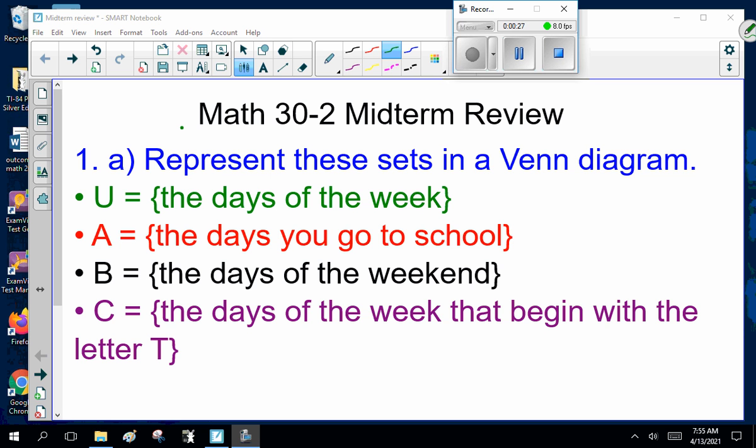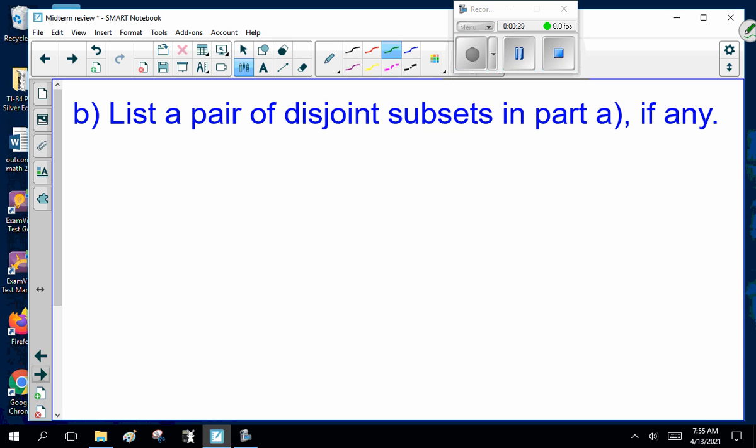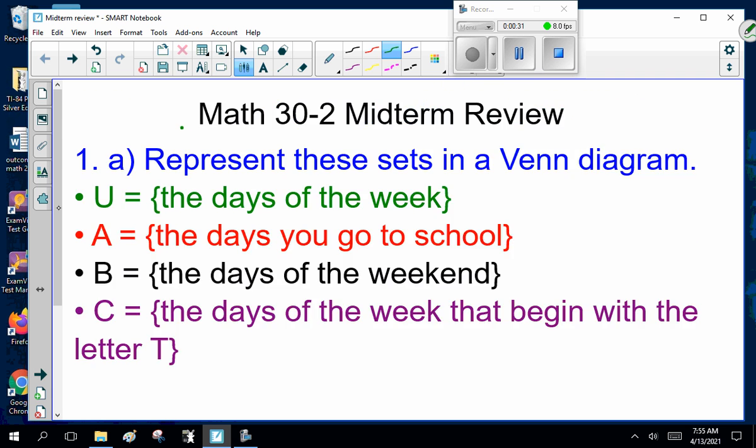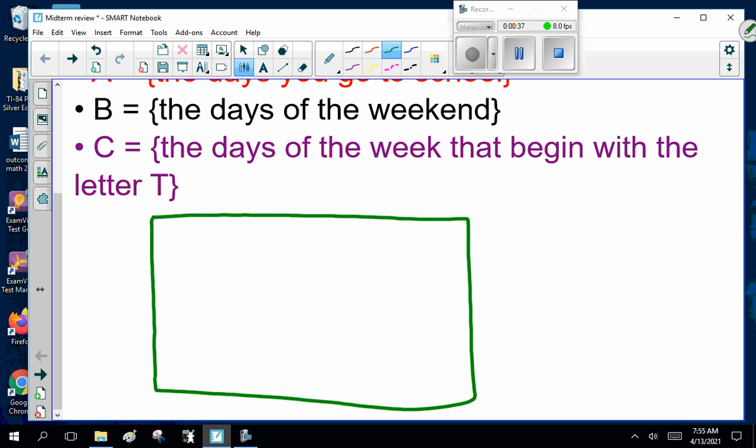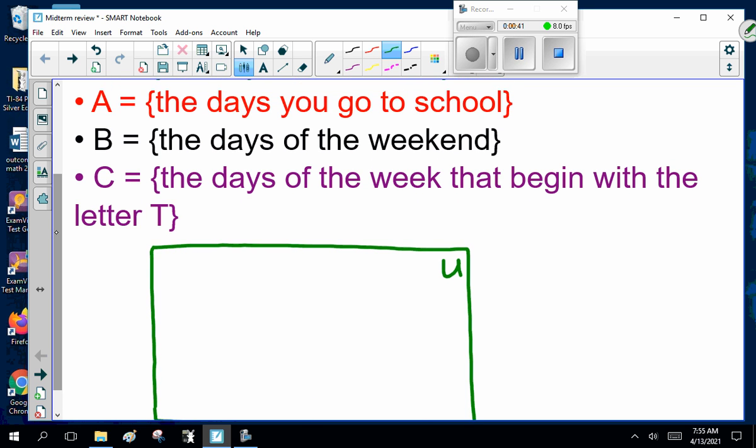So, let's look at the Venn diagram. Oh, sorry. Down below here. So the Venn diagram will go like this. There's the universal set U. Now, A are the days you go to school. So that's Monday, Tuesday, Wednesday, Thursday, Friday. So that's set A.